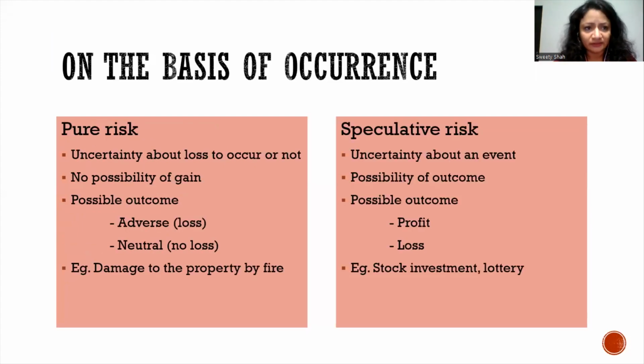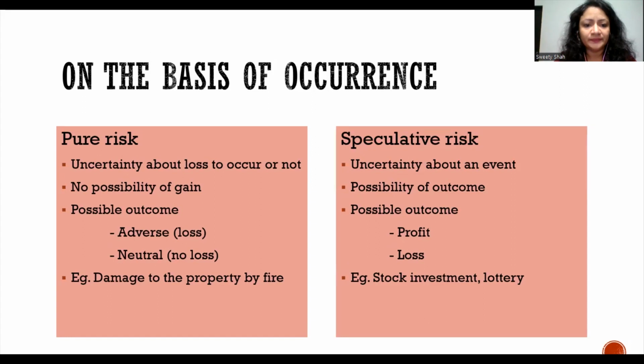The first category is based on occurrence, where risk has been classified as pure risk and speculative risk. These are the two types of risk in the classification on the basis of occurrence. Pure risk exists when there is uncertainty as to whether loss will occur or not, but there is no possibility of gain.